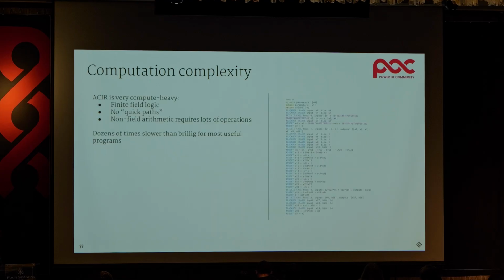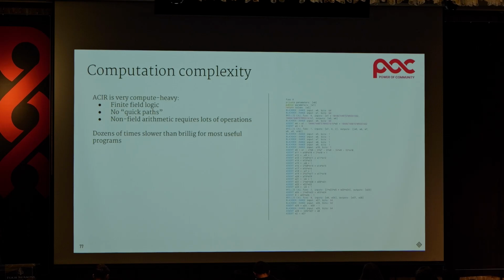There are several issues with this. One, the Acer computation uses finite field logic. It means that you are performing a 254-bit computation per each value. It is quite computation heavy. There are no quick paths. You can't just do if-else, or get out of the program early, which means that you're computing all of this trace all the time. So all of this significantly slows down fuzzing. It is very hard for us to explore a lot of states quickly.